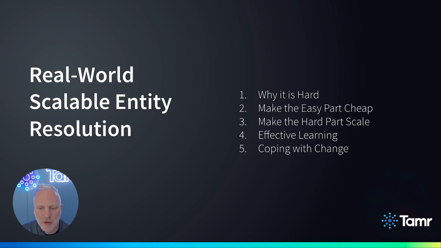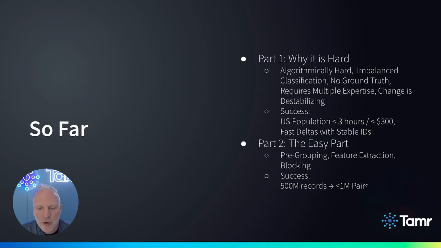In part 1, we talked about why entity resolution at scale is hard. We talked about algorithms, imbalanced classification, and other challenges that are hidden inside this entity resolution problem, and looked at some measures of success, including being able to run entity resolution on 500 million records representing the entire population of the United States in under 3 hours for under $300 on commodity hardware.